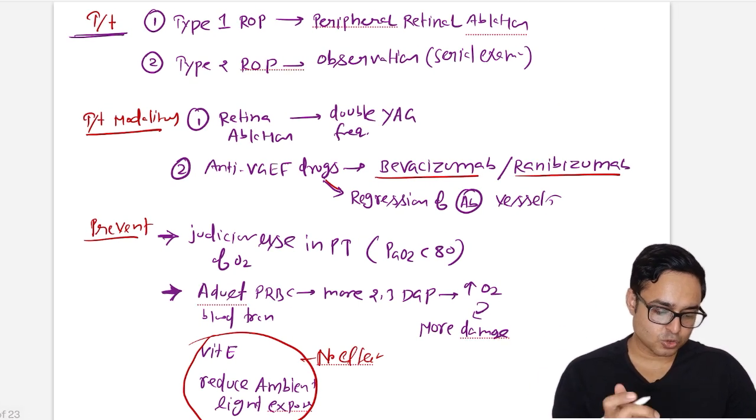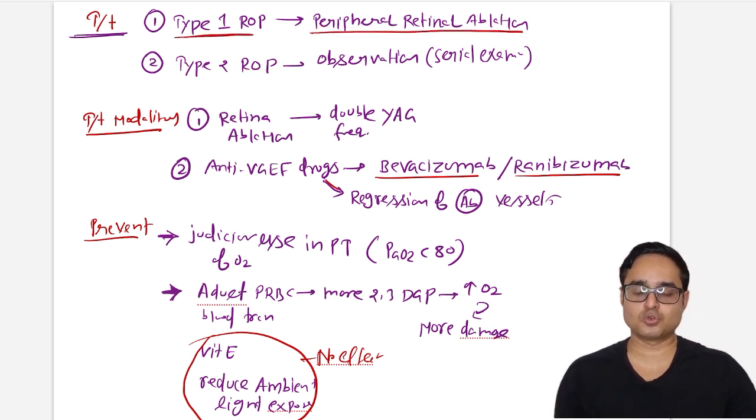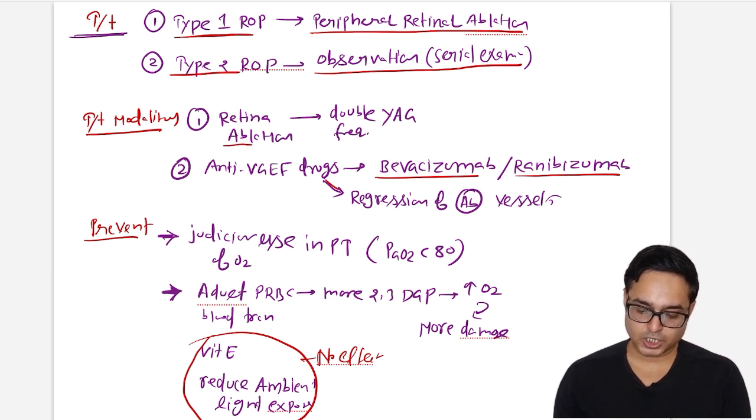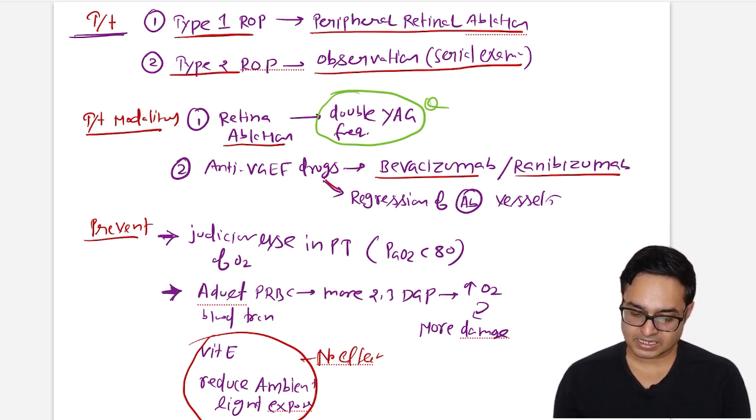Okay, so what is the treatment? We have discussed also. In type 1, we'll do peripheral retinal ablation. So what is type 1 ROP? We just understood the basis of zone, stage and plus disease. Please go through that classification once again, which is very important. Type 2 ROP, just observation is required with serial examination. What are the treatment modalities? Retinal ablation, and it was previously asked which laser is used: double YAG laser. Anti-VEGF drugs cause regression of abnormal vessels. There is a list of drugs, but generally bevacizumab and ranibizumab are used.